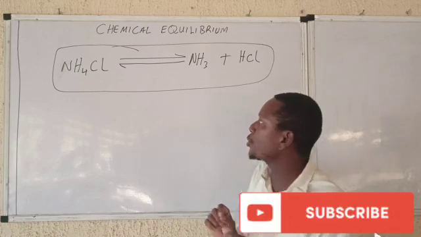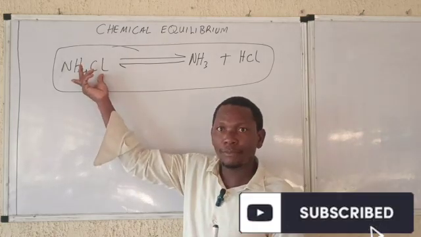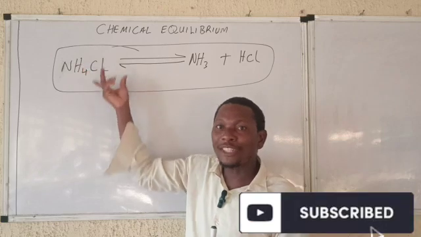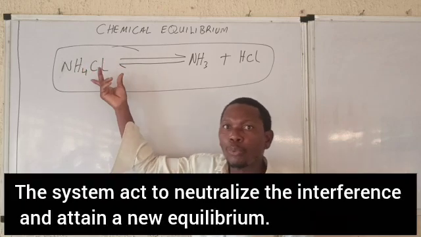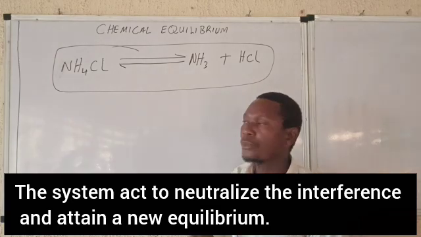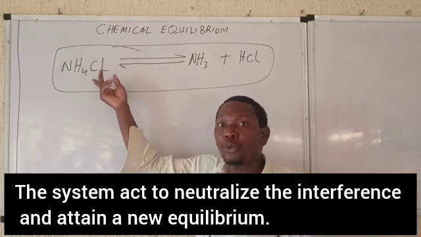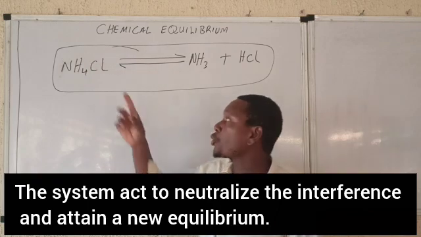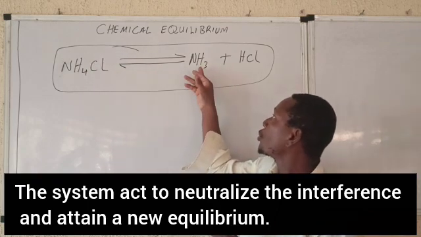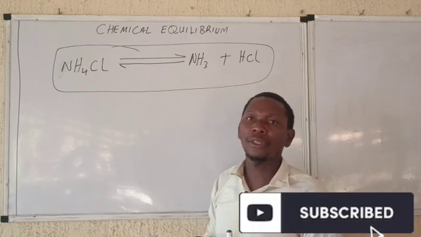Let me explain it this way. If I decide to put in more ammonium chloride, I have interfered with this system in equilibrium. What will the system do to neutralize it? It will favor the forward reaction. It will act in such a way as to reduce the ammonium chloride that has been added into the system. So it will now favor the forward reaction, producing more ammonia and hydrogen chloride.